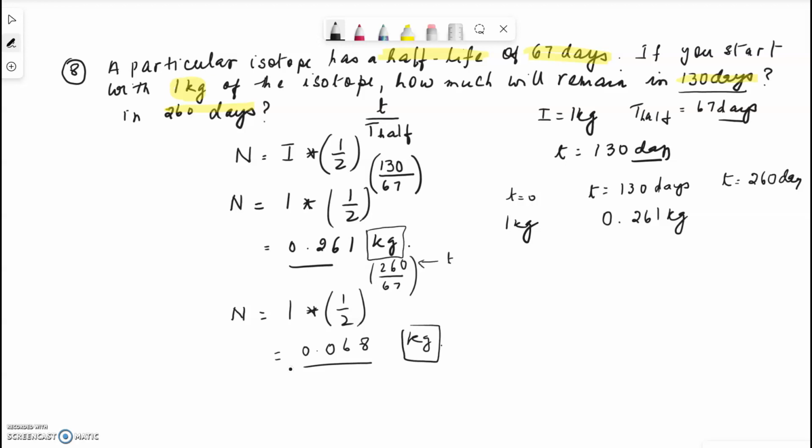That's the answer, and of course I'm sure this will be in the question, so you don't have to write down kilograms. So just see how quickly this quantity decreases. Super fast, very little left in 260 days.